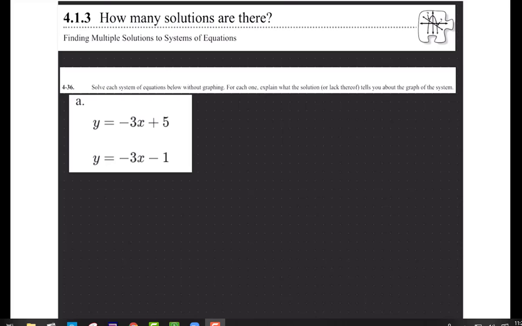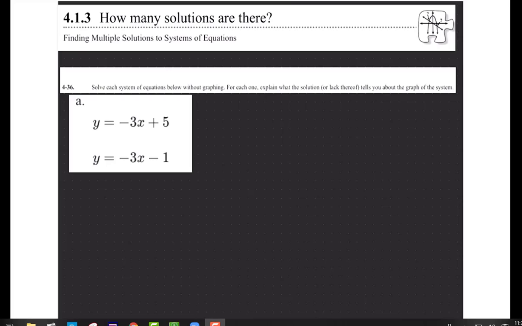Right. So we're going to continue and work on solving our functions and our systems of equations. So our first group problem number 36, solve each system of equations. There's an A, B, C, and D, and I just kind of split it up on some different slides. And they want us to do this without graphing. So for each one, explain what the solution or the lack thereof tells you about the graph of each of these. Right?